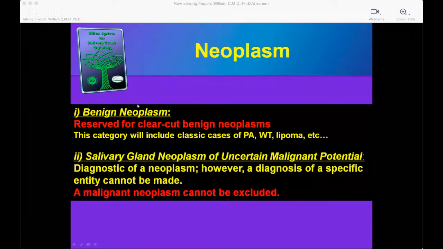We expect the benign neoplasm category to have a very low risk of malignancy if strict criteria are adhered to for diagnosing these classical pleomorphic adenomas and Warthin's tumors, etc. In contrast, here we're going to have variations of neoplasms where we cannot exclude a malignant neoplasm, and this subcategory is associated with a much increased risk of malignancy over the benign subgroup.